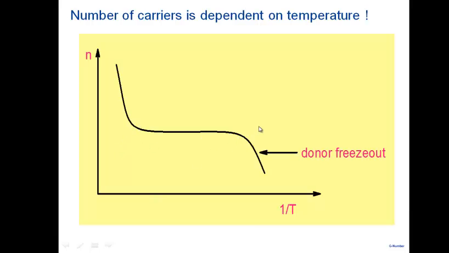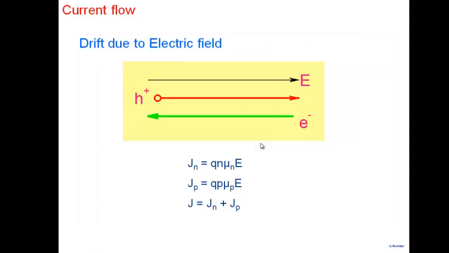These are the two limits within which your device will work fine. Beyond that, the device will start losing its character. Okay? Alright, let's come back to current flow.